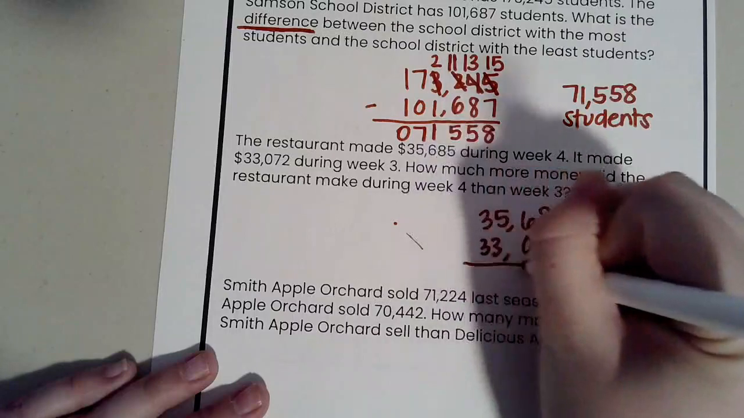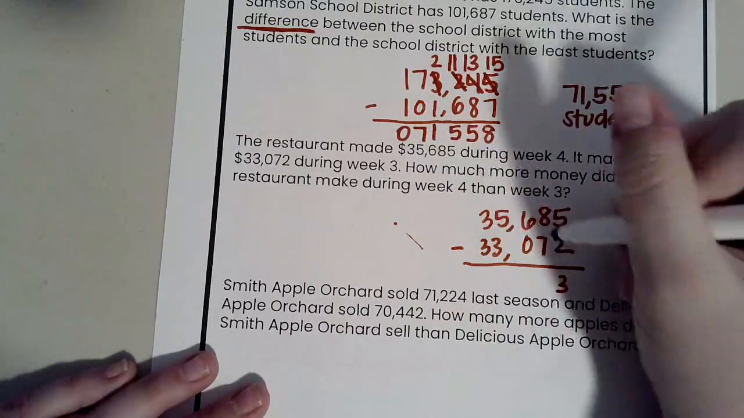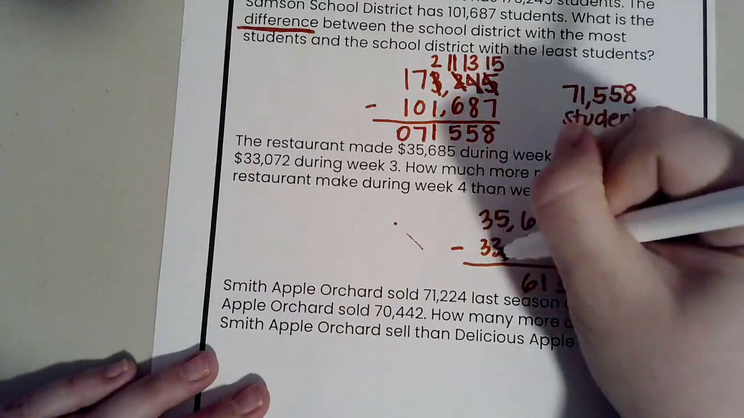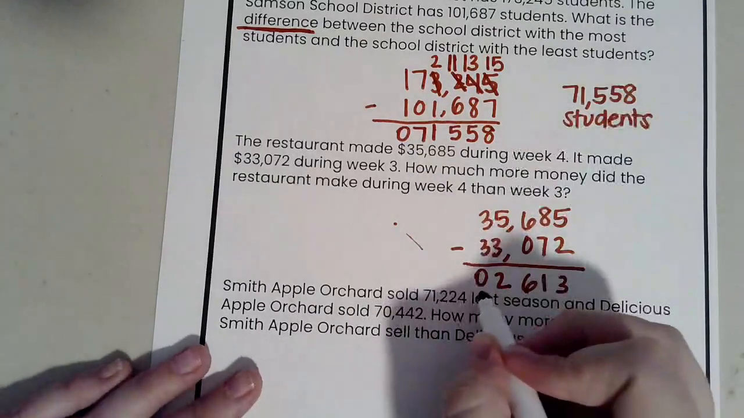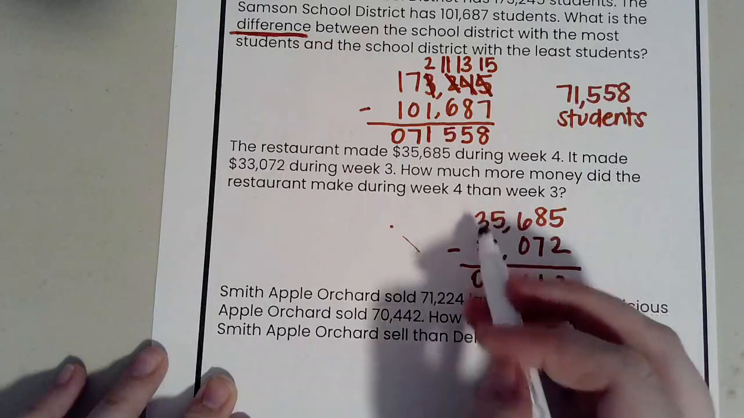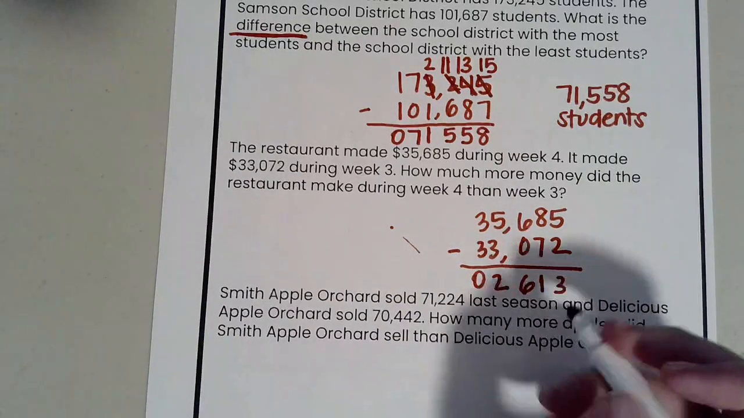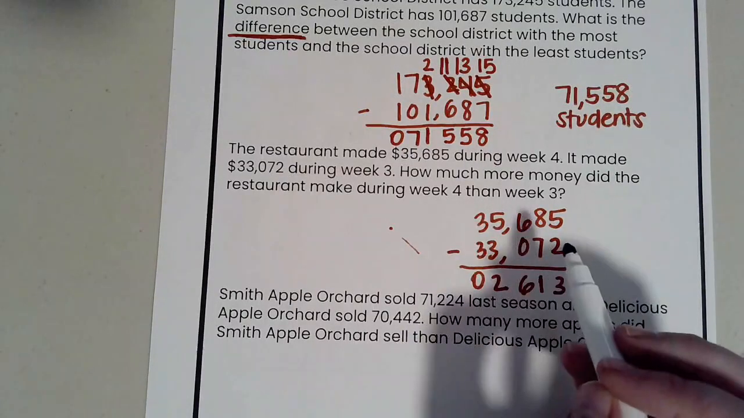33,072, just like this. So 5 minus 2 is 3. 8 minus 7 is 1. 6 minus 0 is 6. 5 minus 3 is 2. And then 3 minus 3 is 0. Again, I always write my zeros on my working area just so that I know that I did that. So that if my answer is wrong or if I'm talking to my teacher or whoever, I can show that I tried everything that I knew to do.